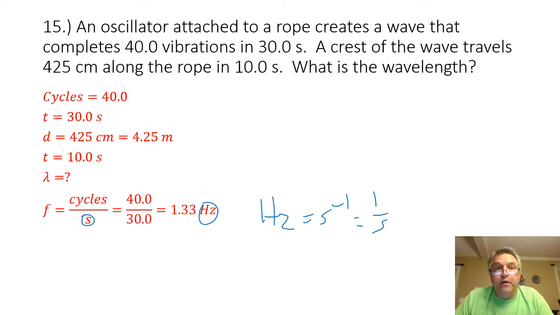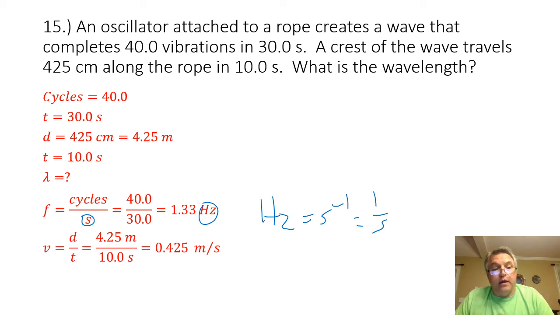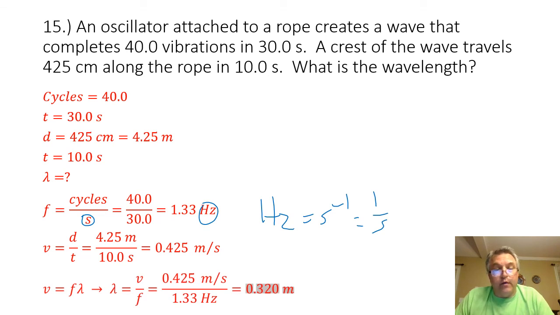To find the speed of the wave, I can just simply take the distance it travels and divide it by the time it takes to travel that distance. So 4.25 meters divided by 10.0 seconds is going to give me a wave speed of 0.425 meters per second. Now I know my frequency and my wave speed, I can calculate the wavelength. Using my wave speed formula, v equals f times lambda, and solving that for lambda, I have lambda equals v divided by f. I plug in my values for wave speed and frequency, and I am given a wavelength of 0.320 meters.